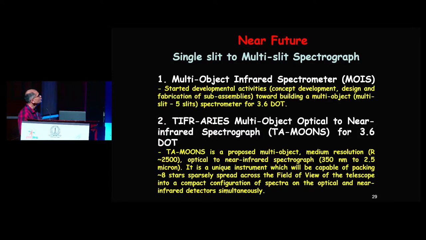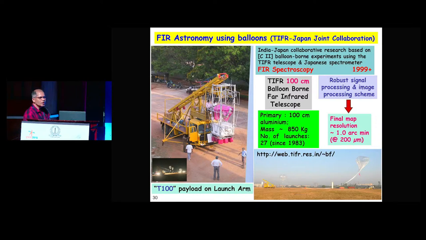Now in the near future, we are going from single slit to multi-slit spectrographs. There are two instrumentation programs going on in TIFR. They are at an advanced stage, targeting first the 3.6 meter DOT, but they can be scalable for larger Indian telescopes in the future. Now I will move to the space program. I will start with the balloon.